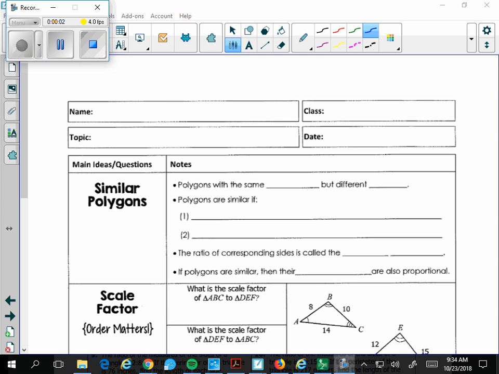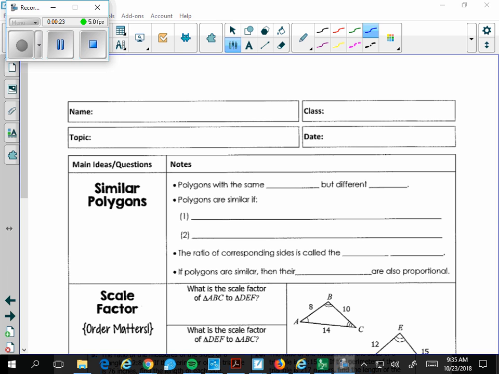Today we're going to take a look at similar polygons, where we build on our knowledge about ratios and proportions. Instead of talking about congruent shapes, which we've been doing with triangles, we're going to talk about what a similarity is. So we're going to start with some of the basics first.